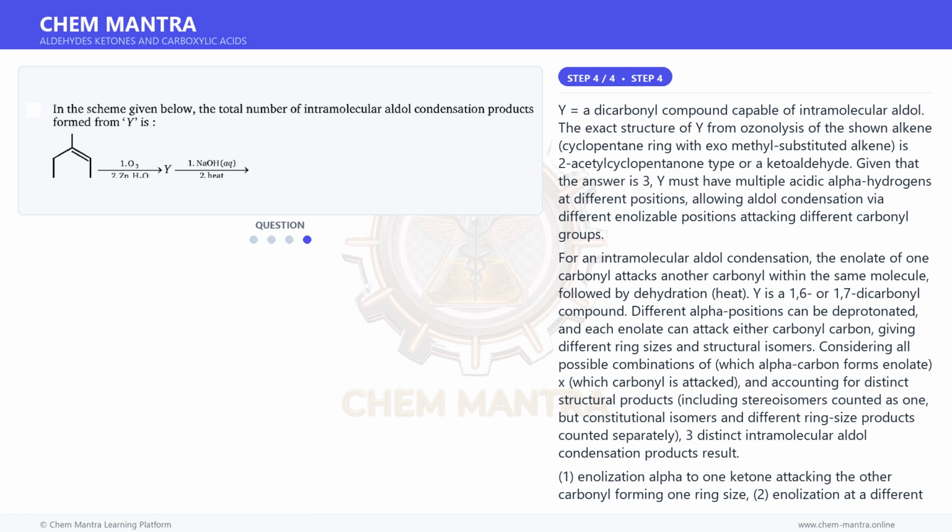1. Enolization alpha to one ketone attacking the other carbonyl, forming one ring size. 2. Enolization at a different alpha position attacking the same or other carbonyl, forming a different ring size. And 3. A third combination. All three represent distinct constitutional isomers of cyclic enone products.